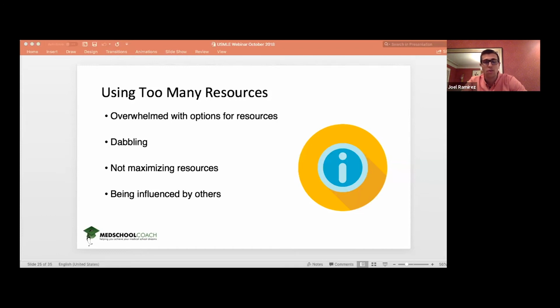That's not to say that there's anything wrong with using multiple resources, or Doctors in Training and First Aid, but different people learn in different ways. It's important to figure out in what way you learn, choose a handful of resources that complement that, and then really maximize them. Most importantly, do not be influenced by others. I can't remember how often people tell me, well, I was in the library and I saw this person using this book, and then they'll go on Amazon and buy that book, maybe spend an hour or two reading it, and they aren't really able to benefit from that resource.